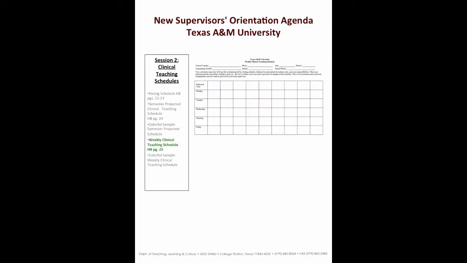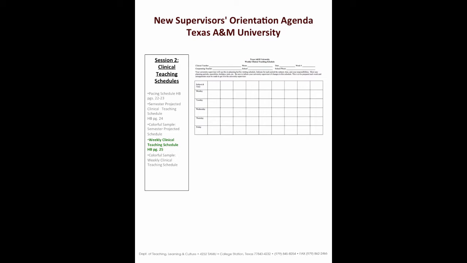The next form to locate is page 25 in the handbook and is entitled Weekly Clinical Teaching Schedule. The clinical teachers will fill this out at the end of each week to reflect what they are responsible for teaching the following week. It can be sent to you either electronically or hand-delivered as a hard copy. It's your choice. It is due to you by a certain time of your choosing, each Friday evening or by noon on Saturday, again your choice.